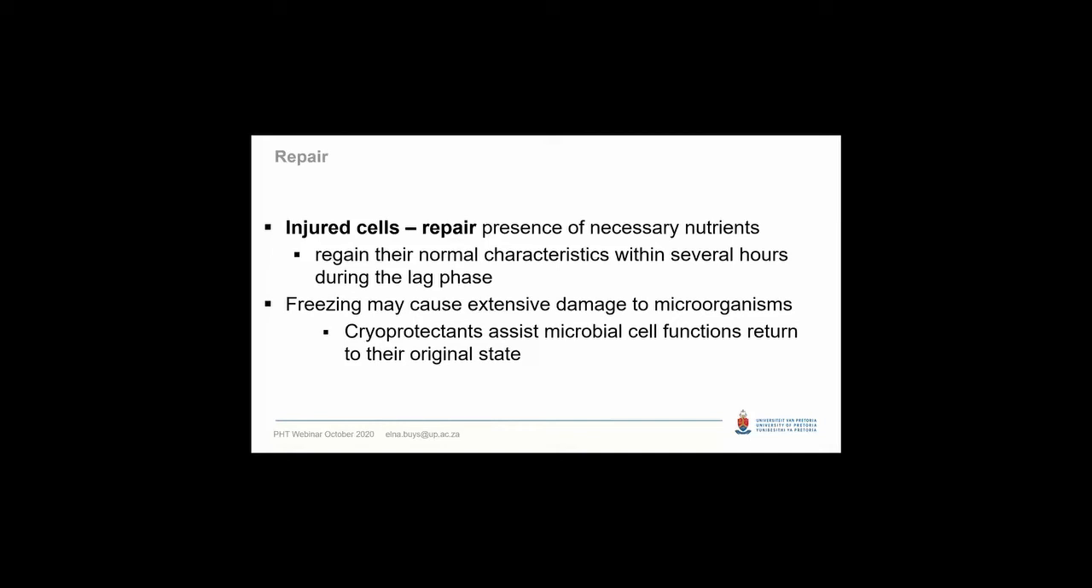And as has been said before, we know that freezing can cause extensive damage to the microorganisms, but the food matrix is much more complex than laboratory media. And what is actually needed for resuscitation of the microorganism in the food matrix is not well known. We do know that cryoprotectants such as sugar, amino acids, peptides, and glycerol in food may help the microbial cell functions to return to their original state.